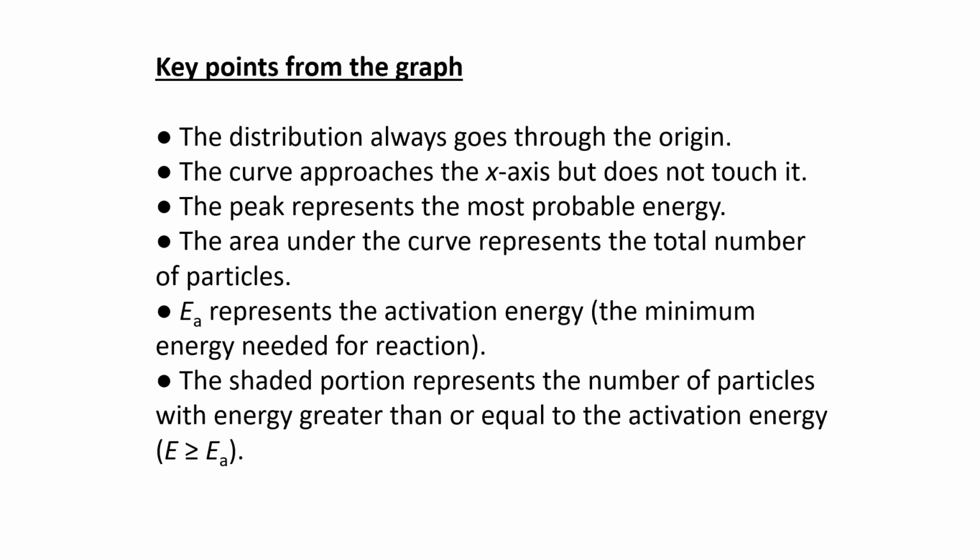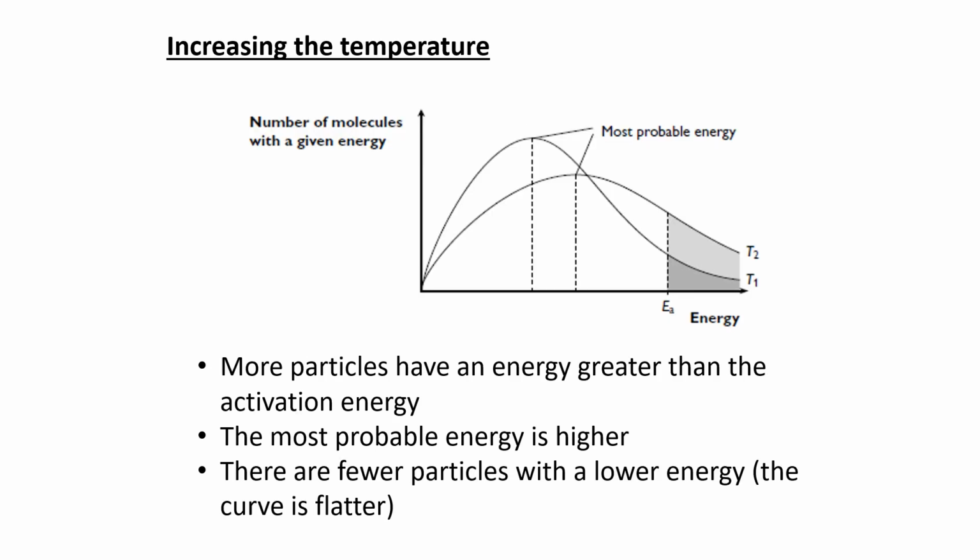And what you need to be able to do is to show how changing temperature changes the Boltzmann distribution curve, and also what happens when you add a catalyst as well. Those are the two things you need to be able to do. Let's start off by looking at temperature. The line labelled T1 is your original Boltzmann distribution, before you change anything. And then T2 is where you raise the temperature. Okay, so T2 is the higher temperature.